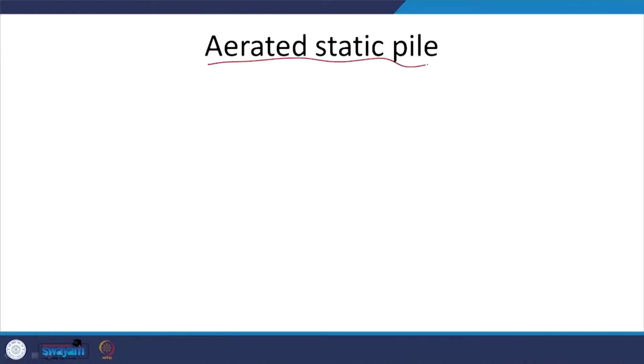So, we are looking at stabilization of sludge and we looked at different kinds of stabilization. So, here we have an aerated static pile. As you can see, most of the information is in the name of this particular process itself. It is a static pile that is aerated. So, let us see what it is about.